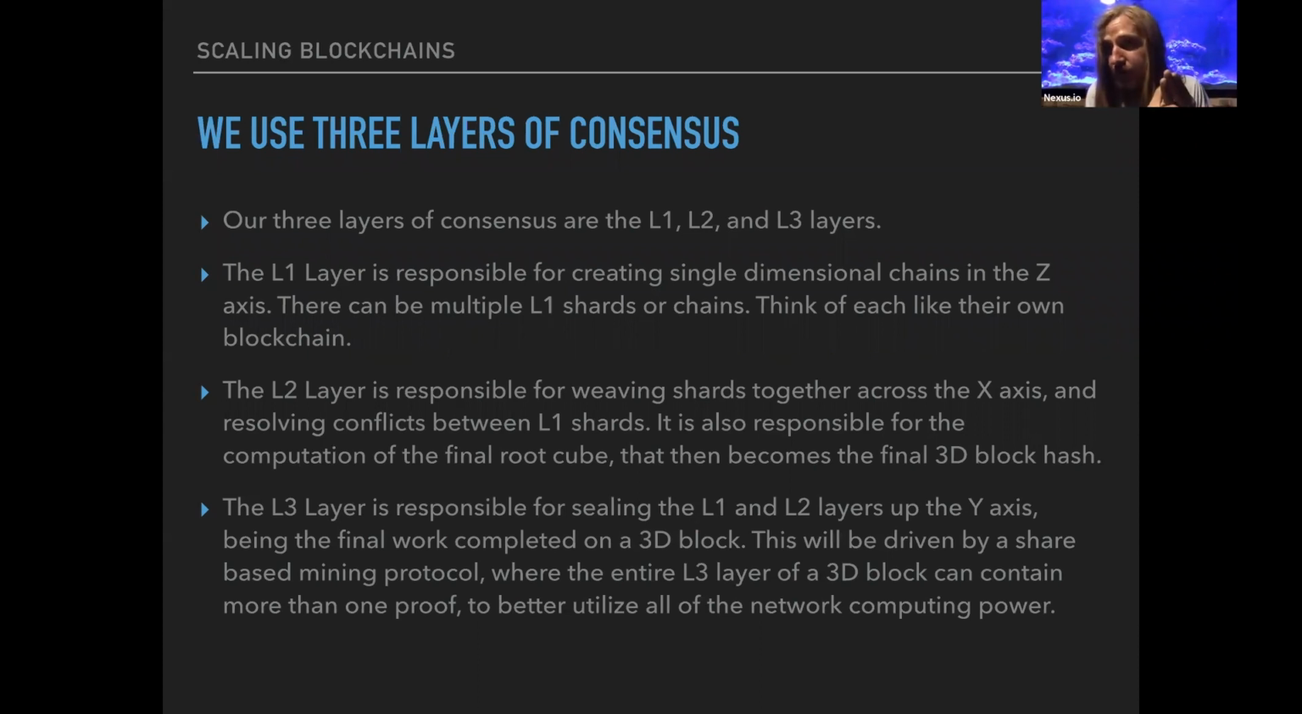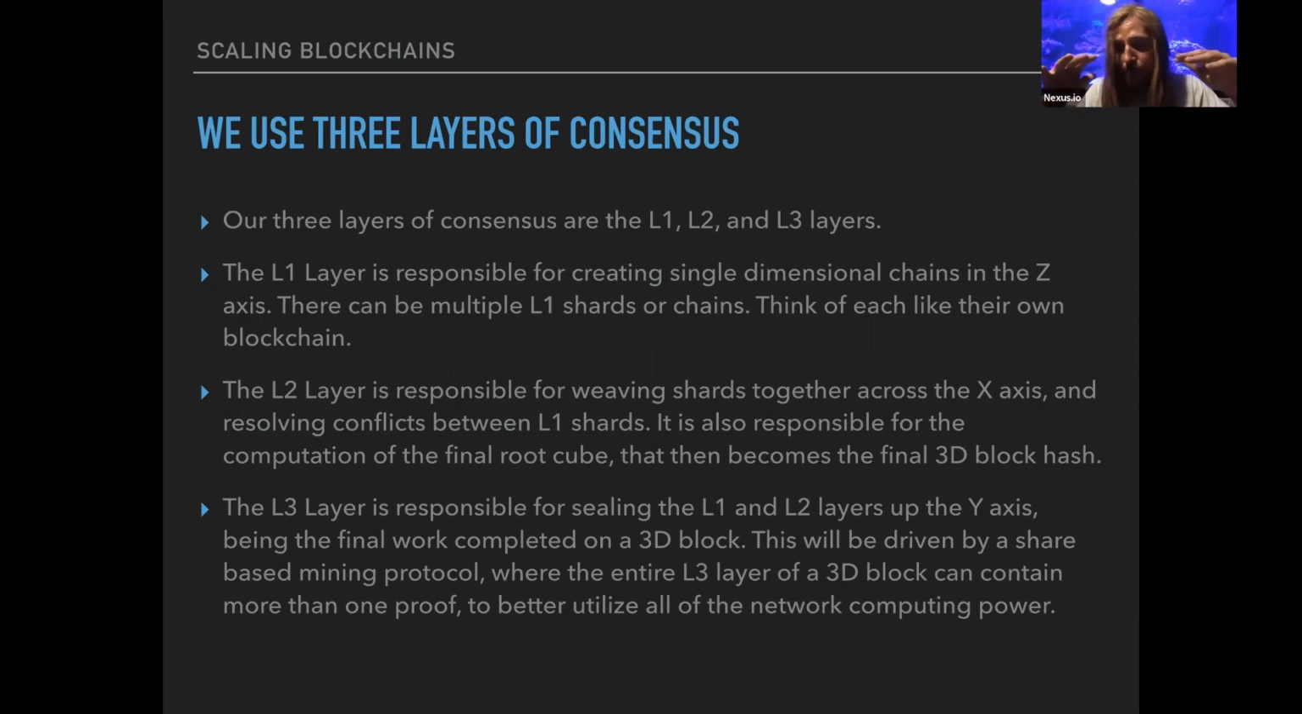And then other nodes will obviously have to agree from the L2 layer so that you create this really robust consensus mechanism. Now the L2 layer is weighted by stake, okay? And it's also got trust involved in that as well. So you have to build up trust over time by consistently contributing resources to the network. But we also have to have a stake, right? You have to have some Nexus available to lock up to be using it for this consensus process, okay? So the L2 layer is responsible for the computation of the final root cube, right? And it becomes the final 3D block hash.